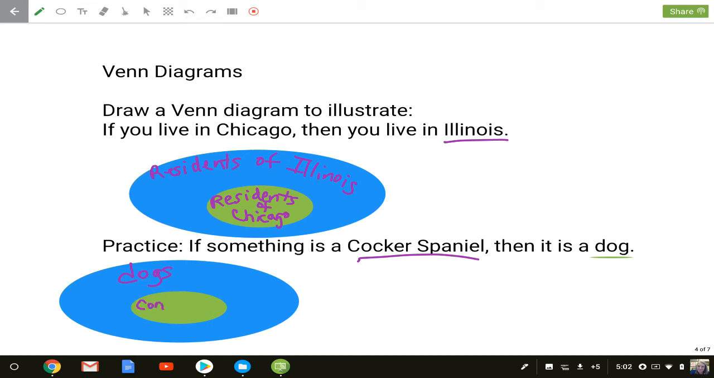Can't seem to spell today. Ooh, and I just covered it up. How'd that happen? Okay, there we go. Cocker Spaniels are dogs, but they're the smaller set within that set of dogs. So basically with Venn diagrams, you're looking for which one of these has the most in it and contains the smaller set as well.